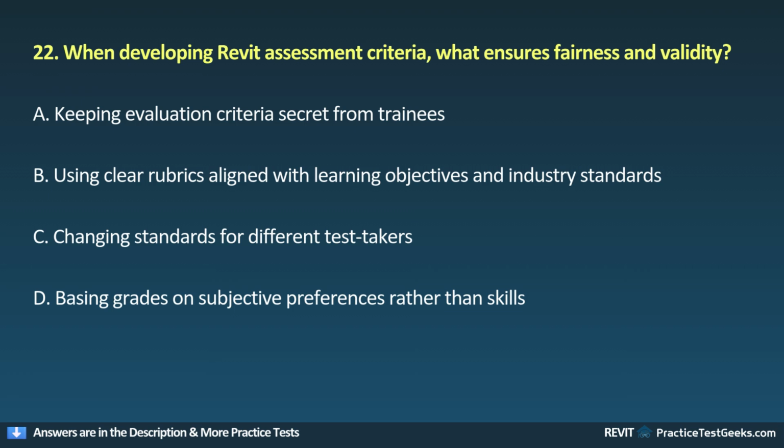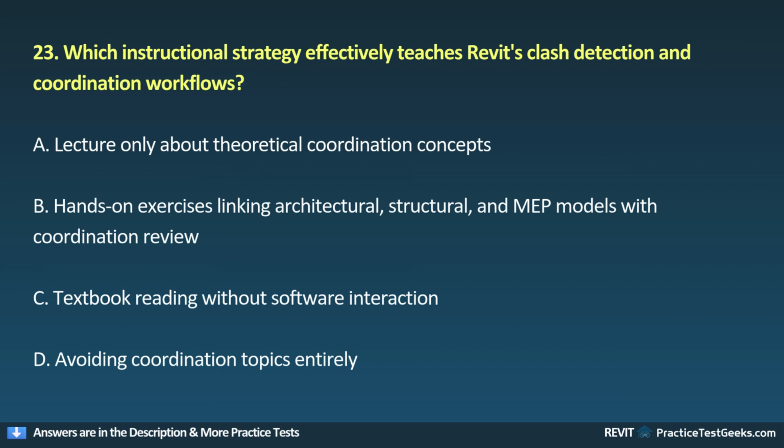A. Keeping evaluation criteria secret from trainees. B. Using clear rubrics aligned with learning objectives and industry standards. C. Changing standards for different test takers. D. Basing grades on subjective preferences rather than skills. 23. Which instructional strategy effectively teaches Revit's clash detection and coordination workflows?